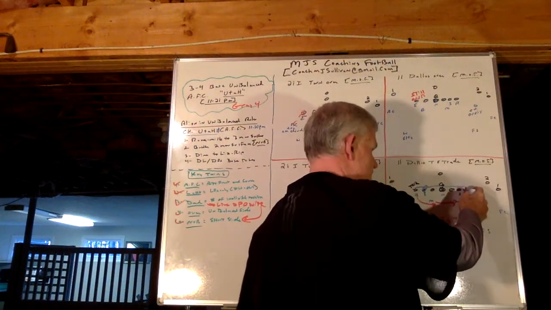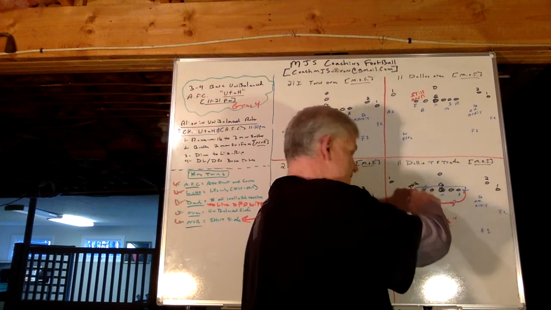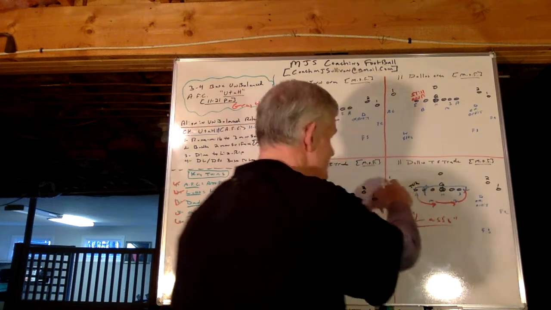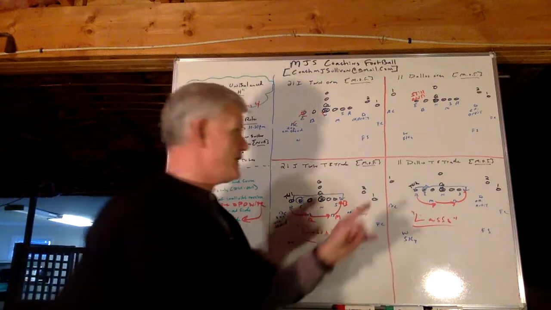Say 70. 70's dead here. Keep him number 90. 90's live. Live 90. 90's live, right? Because he's off the ball. They're both live. So you're back to it's 2 by 2.